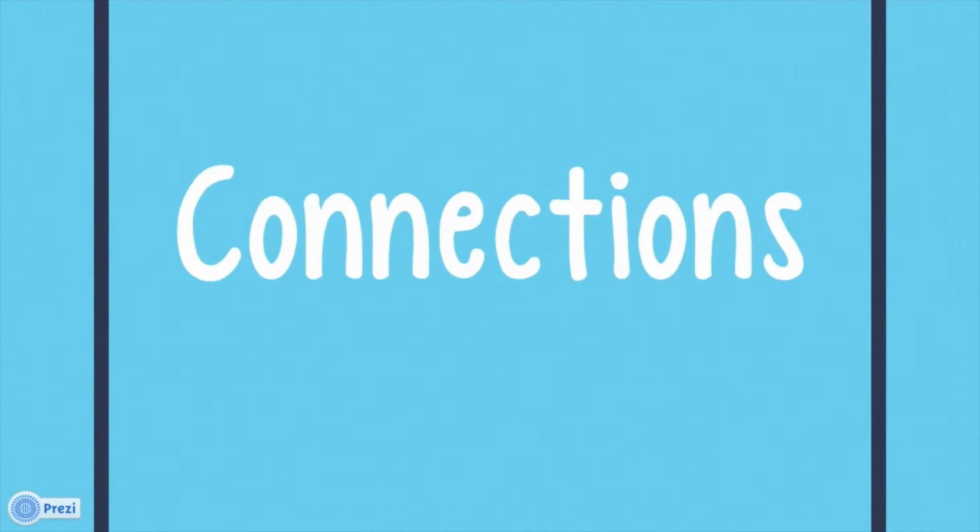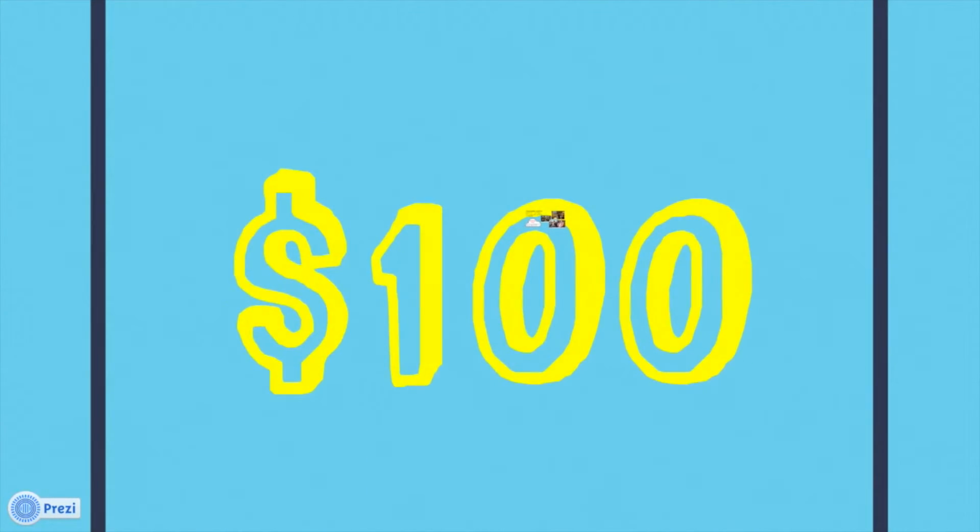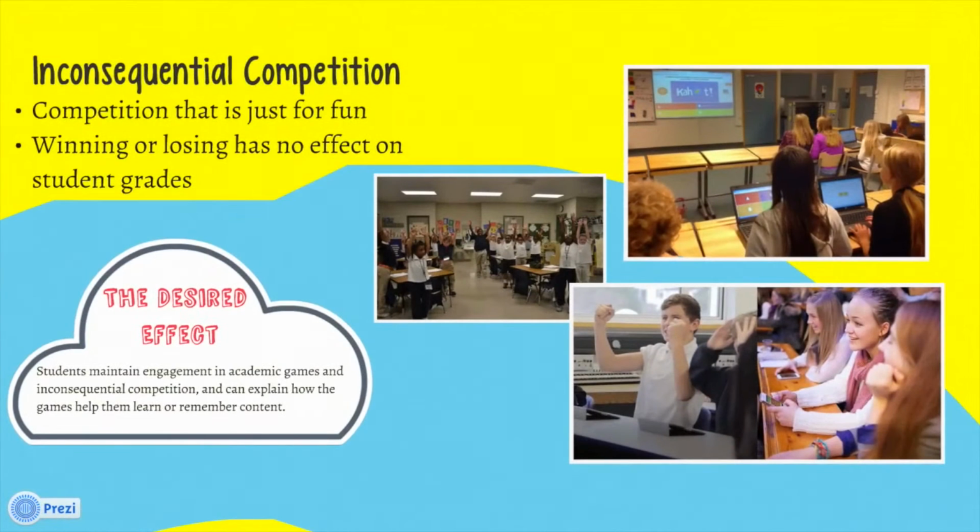Here we will make connections back to the desired effect and framework. The desired effect of using academic games mentions inconsequential games. Games stimulate student interest. When a competition is added to academic games, it activates mild pressure, which can provide another stimulus for student attention. In general, students like to compete, as long as the stakes are not too high.